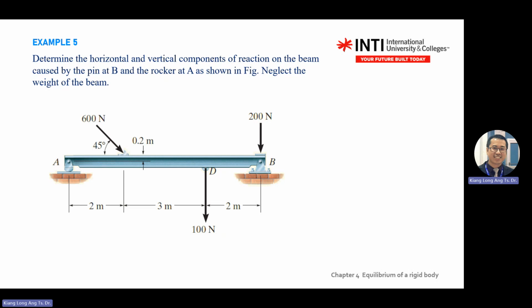You should know how to solve already by now. So how you solve? Before you solve, remember to split all the forces into X and Y. So this one you just label.